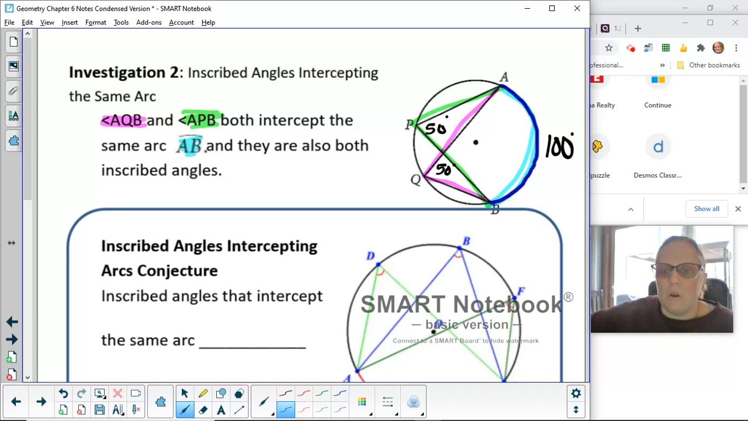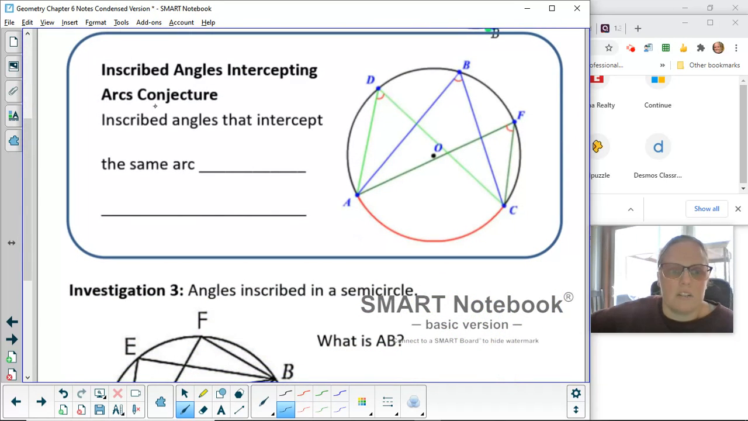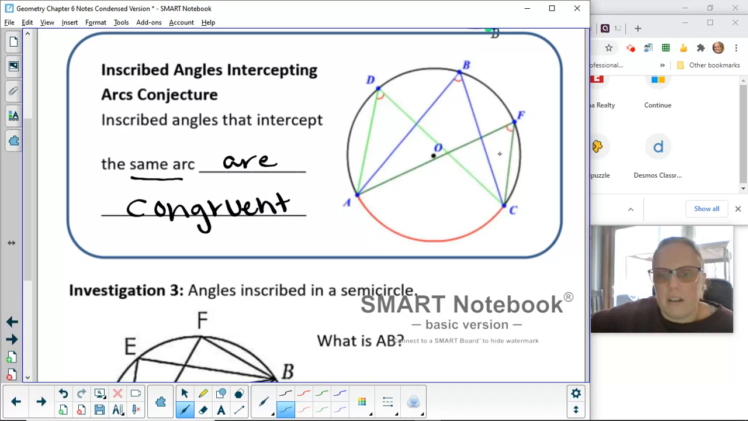So because these two are both inscribed angles and they both intercept the same arc, they must be the same size. So the inscribed angles intercepting arcs conjecture says inscribed angles that intercept the same arc are congruent. So if I was going to mark that on this picture, you can see all three of these inscribed angles are intercepting this red arc AC. So corner D is going to be the same size as corner B and the same size as corner F.